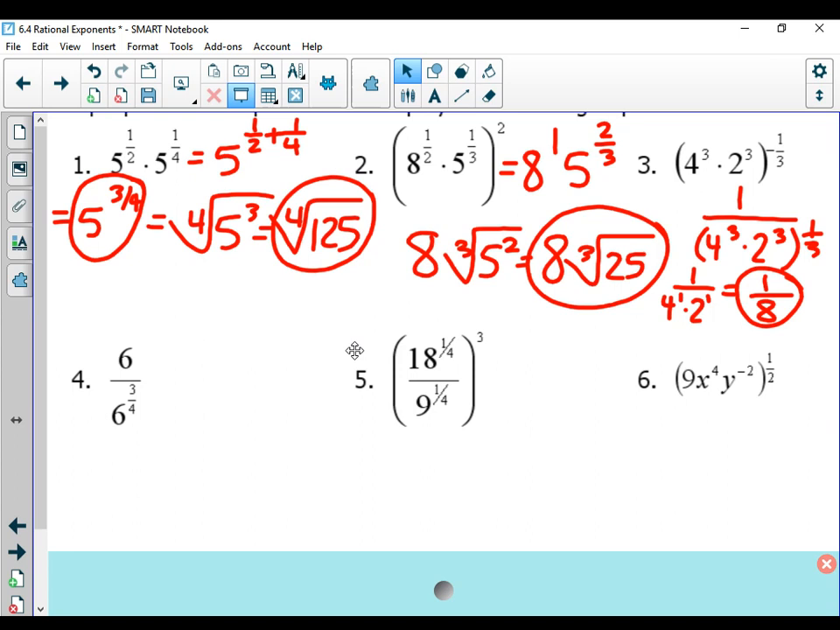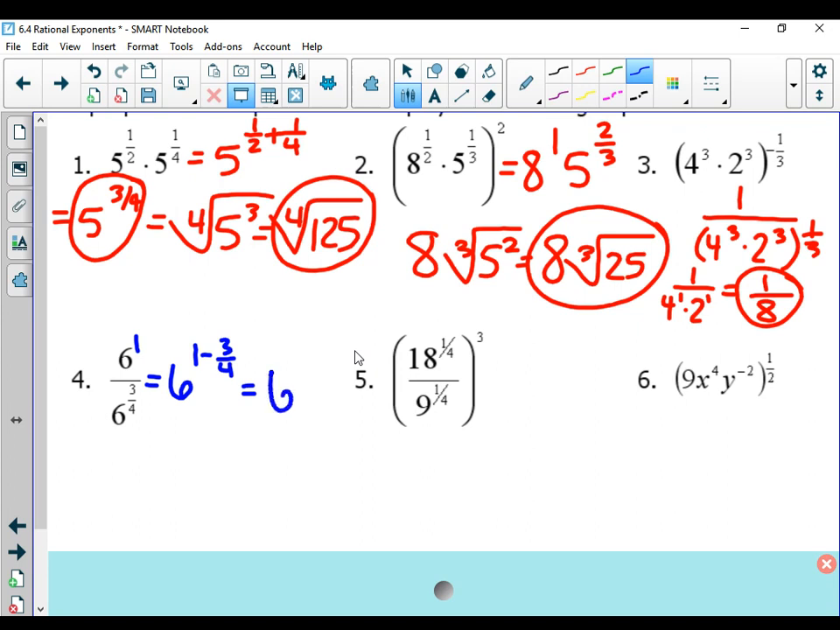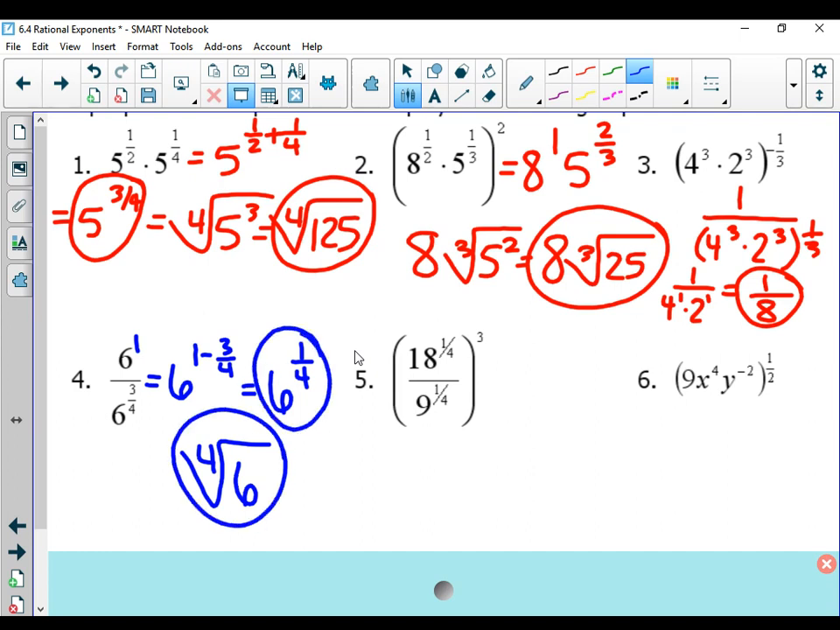All right, let's go through these three. So we've got 6 to the first power over 6 to the 3/4. So we're going to subtract our exponents, which means 6 to the 1/4, which is the 4th root of 6. Again, depending on what they want you to write as their answer, then you'll leave it like that.